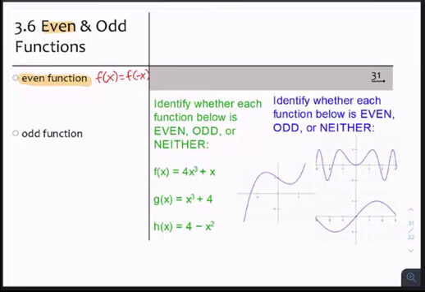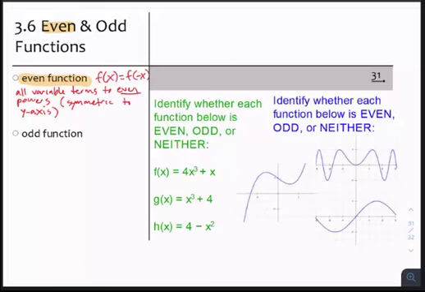Basically, the rule for this is all variable terms are going to have even powers. So if all the variable terms are taken to even powers, you're going to have an even function, and these are symmetric to the y-axis. An even function can fold across the y-axis, so the left half and the right half of the graph folded at the y-axis will map directly on top of each other.